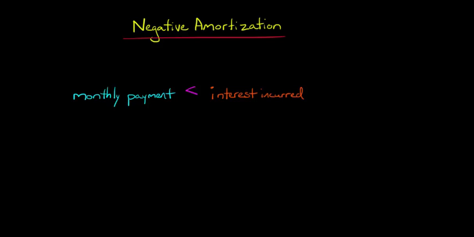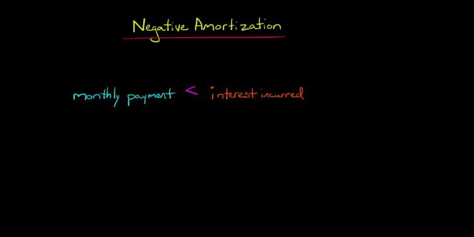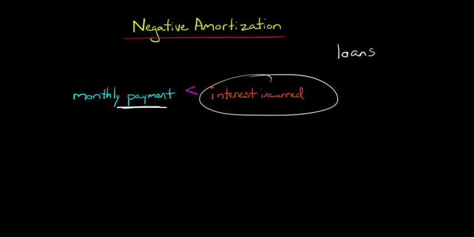In this video, we're going to talk about negative amortization. Negative amortization is something that happens with loans. It's when you borrow money, and if for some reason your monthly payment is less than the interest that you accrued for that month or for that period, then you're actually going to have a situation where your loan balance, the amount due, the principal, is actually going to increase. And the reason is that some of this interest is being capitalized to the loan balance.